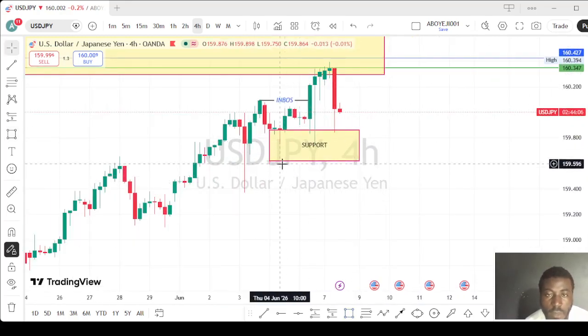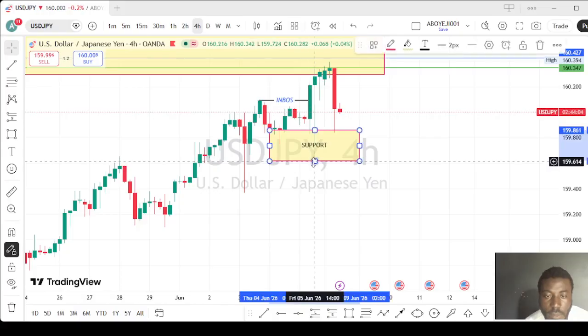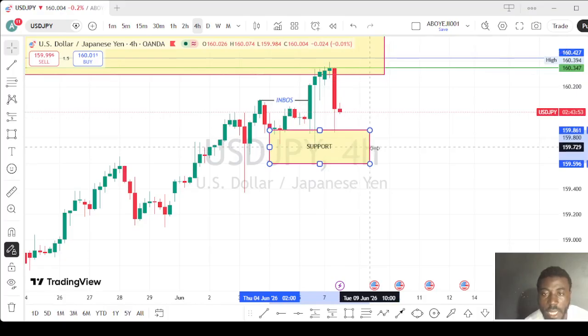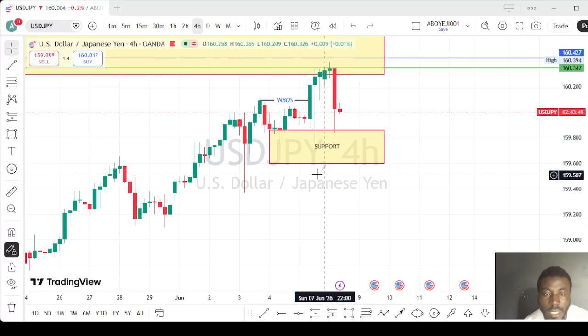This is the first touch that gave us break of structure. This is the second touch, but it couldn't give us break of structure. You can see. So this is the third touch. So let's see if the market breaks this. If the market breaks this support on this 4 hour time frame, it will break it, retest and continue.